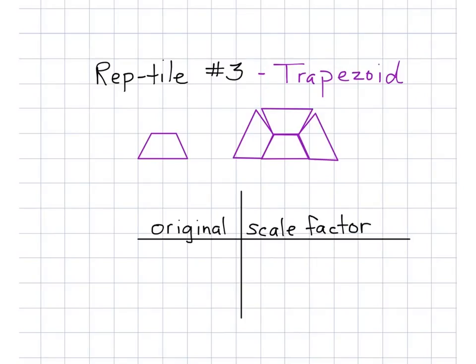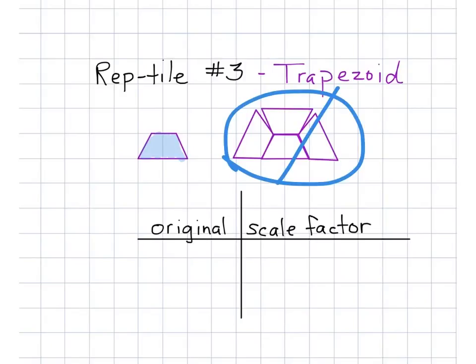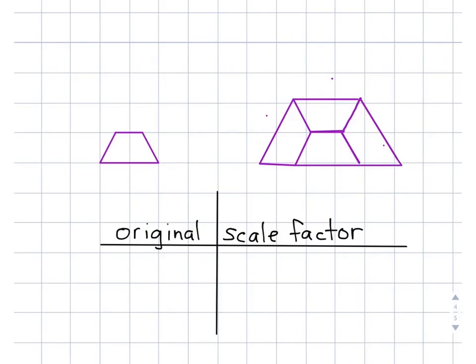This last picture here is actually pretty unique because if you look at the original figure, which is a trapezoid, a trapezoid can be made into a reptile, but if you look at the picture here, this would not be a reptile because you can see that there's gaps right here and right here that do not get filled in. So this would be a trapezoid that could not be made into a reptile.